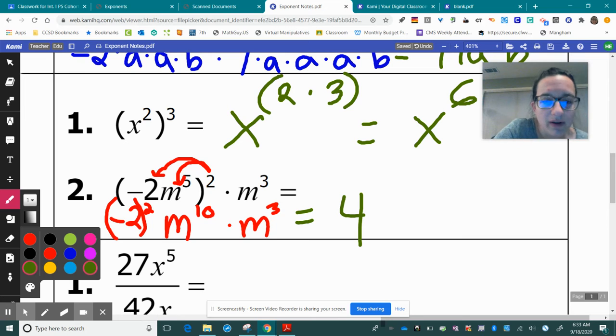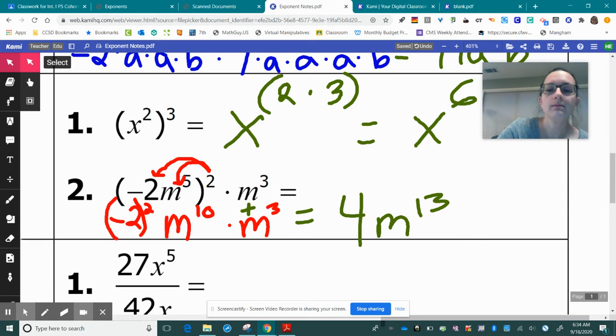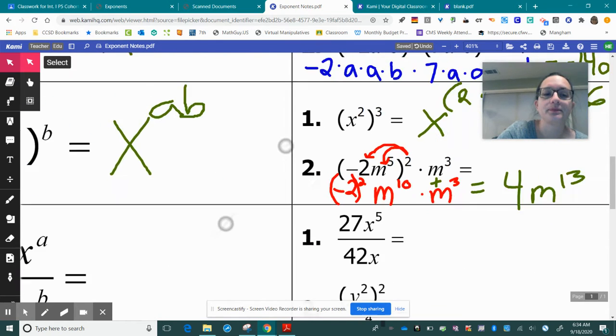Okay, we have an m to the 10th power times m to the 3rd power. So since it's multiplication for our bases, we do the lower level for our exponents. So we're going to add our 10 plus 3, which gives us 13. Ta-da! We've simplified our expression as much as we can. Those rules aren't too bad.